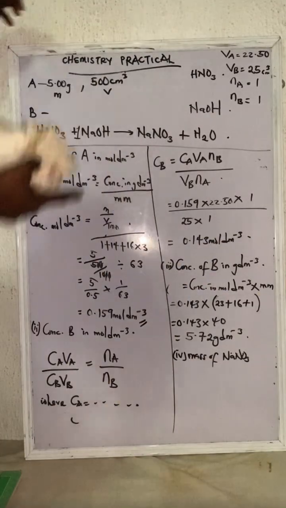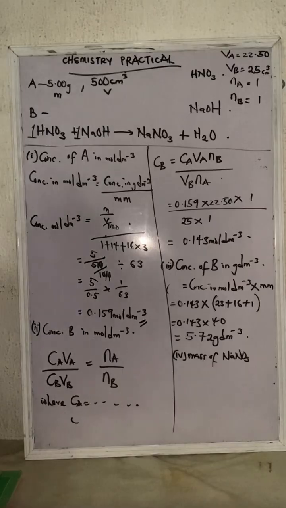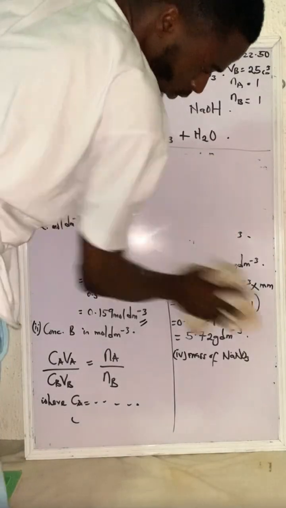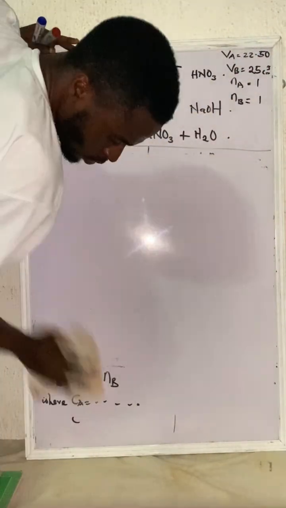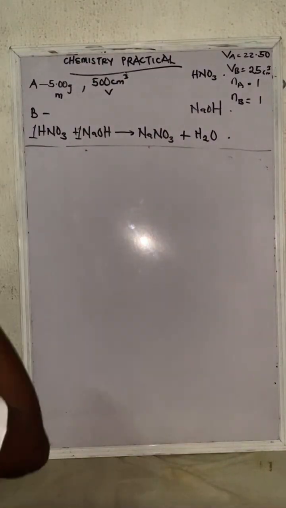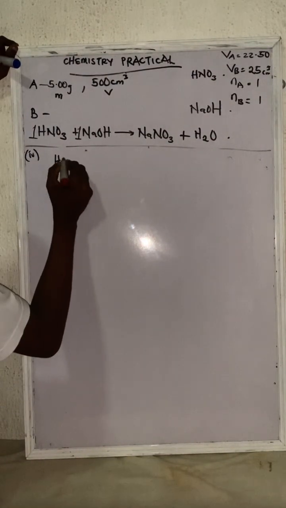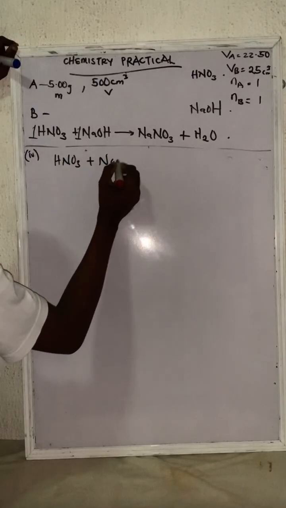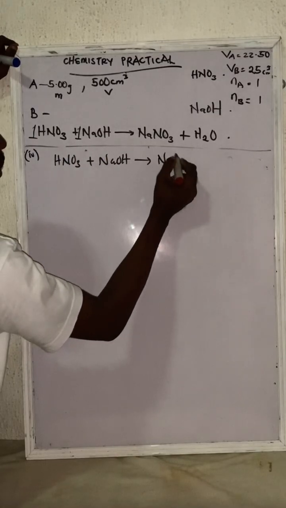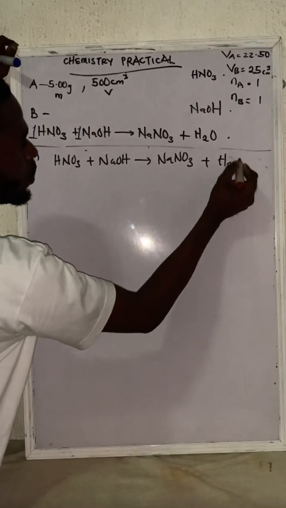Let me write down. I think you should be able to see this one very well. You can pause it and look at it. Now, the next one, which is Roman figure 4. Let me write this one. We have HNO3 plus NaOH to give us NaNO3 plus H2O.